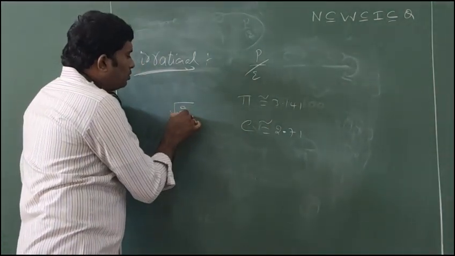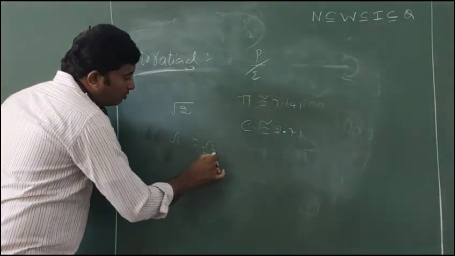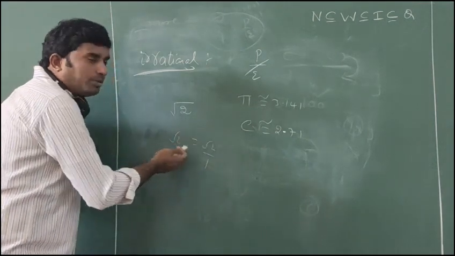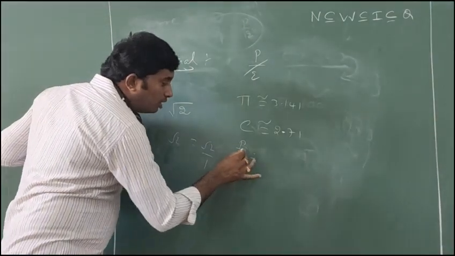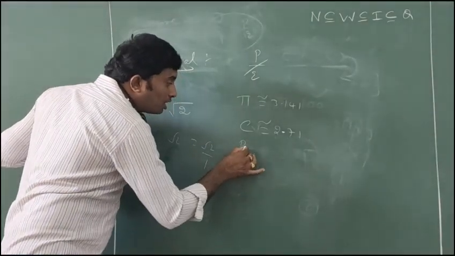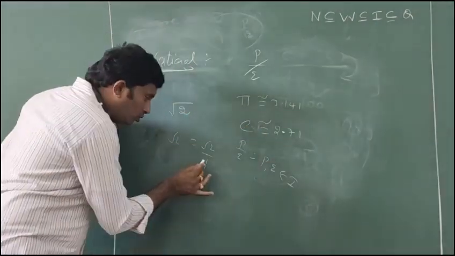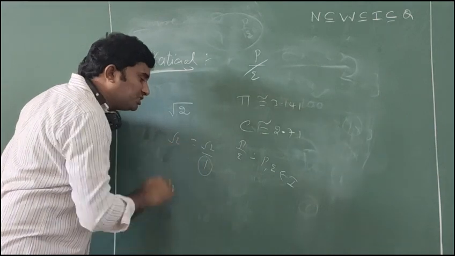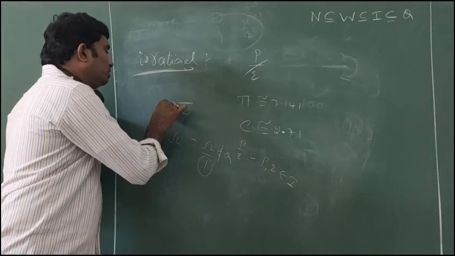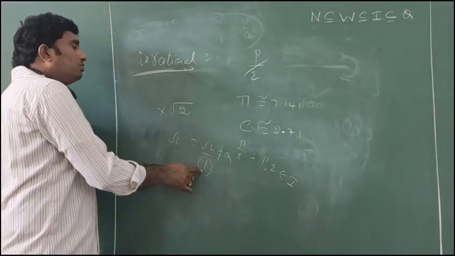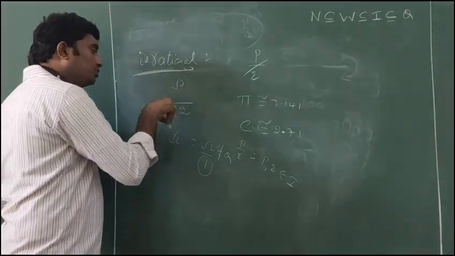And you can take even root 2. Root 2 can be written as root 2 by 1. That means it is p by q form? No. P by q form means p by q, and there is a condition on p and q. P and q must be integers only, not other numbers. Here denominator q is an integer, 1 is an integer, but root 2 is not an integer, therefore it is not in the form of p by q, it is not rational, that means it is irrational. Root 2, root 3 also irrational.